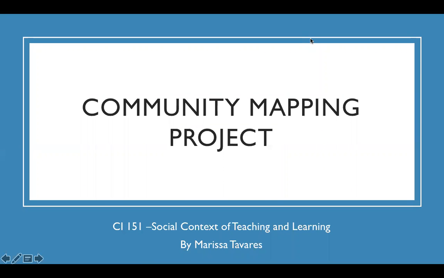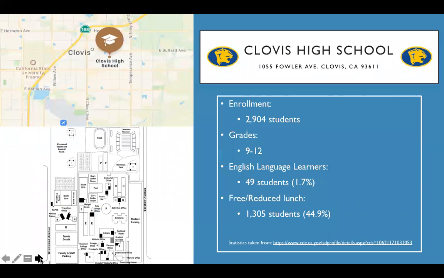This is my community mapping project for CI 151, Social Context of Teaching and Learning, and my name is Marissa Tavares. The school site that I was placed at for this semester was Clovis High School, located in Clovis, California. As you can see on this map, it is not too far from Fresno State. It's actually about 5 miles east of Fresno State.